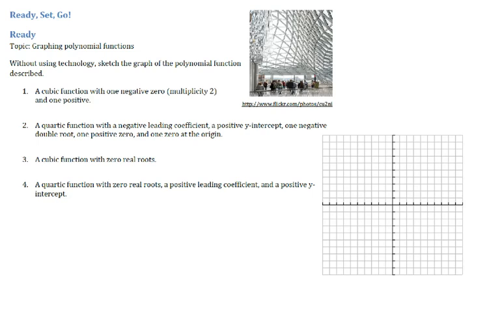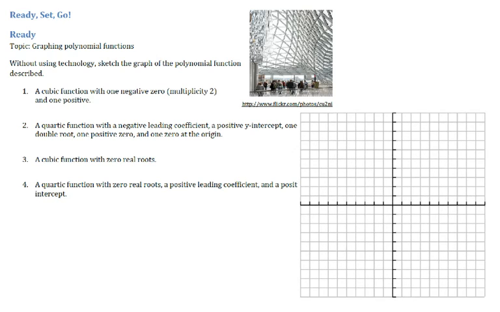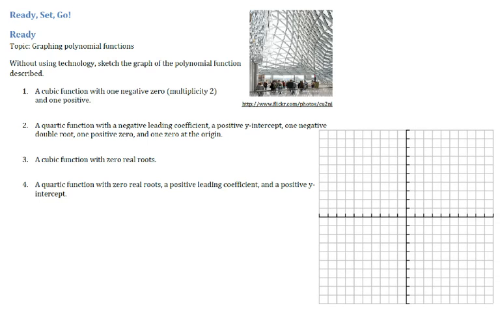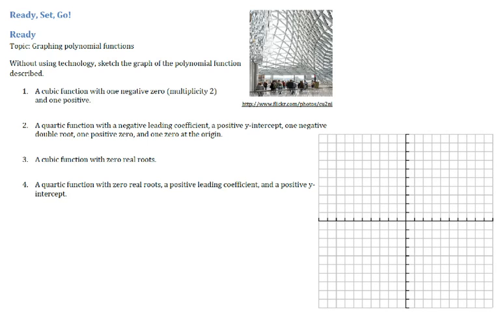So, if we're looking at this, they want us to sketch it without using technology, which would be kind of tough because they didn't really give us much information. So it's not like it'd be very easy to graph one. So let's take a look at number 1. It says a cubic function with 1 negative 0 of a multiplicity of 2 and 1 positive. Okay, so cubic, I know its basic shape is going to be like that.